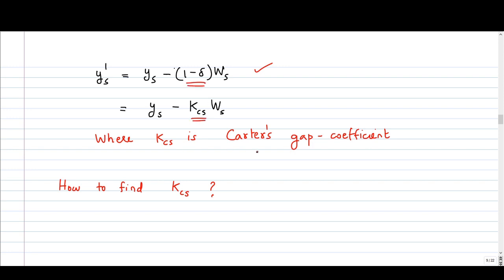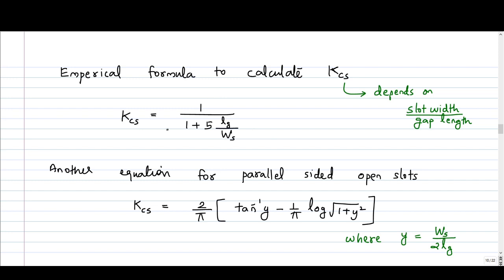And this term 1 minus delta is denoted by kcs, where kcs is called Carter's gap coefficient. Okay, so kcs is called Carter's gap coefficient. And how to find kcs? Because kcs is required for calculating ys dash. After calculating ys dash, you can calculate reluctance of air gap. So how to find kcs? There is an empirical formula to calculate kcs, and this empirical formula is given as kcs is equal to 1 divided by 1 plus 5 into lg by ws. Okay, so you can see that this is gap length and this is slot width. So kcs is a function of slot width by gap length.